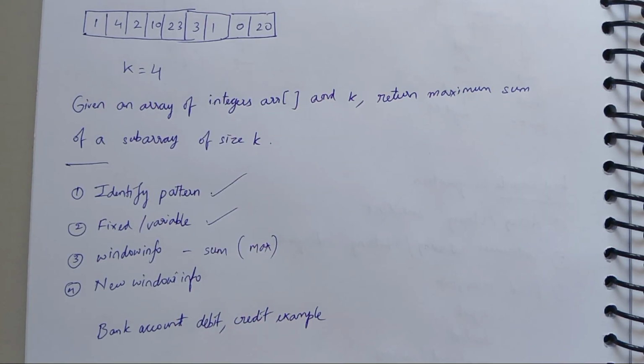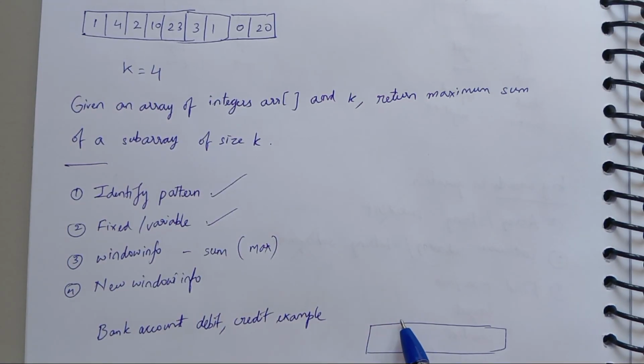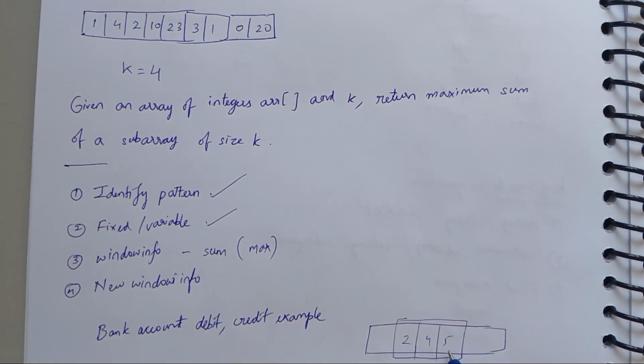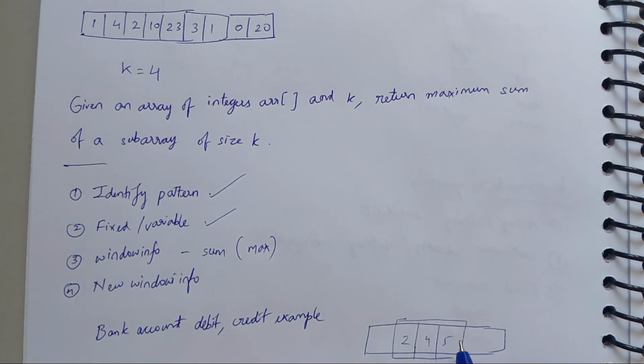So in this problem, if we have this array, let us suppose we found the subarray, this one, and suppose it has 2, 4 and 5. If we find the sum, we get 11 as the sum. So what we do is we try to find all the subarrays one by one and we calculate the maximum of it. That is a brute force approach.